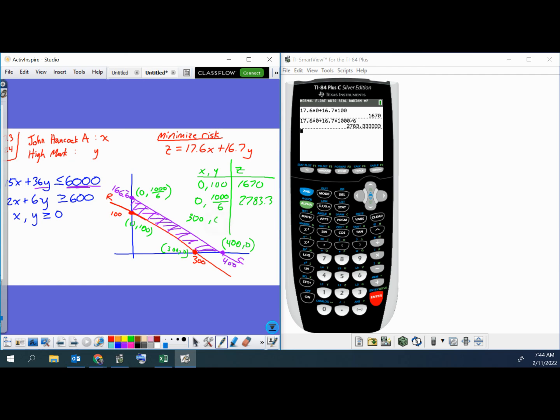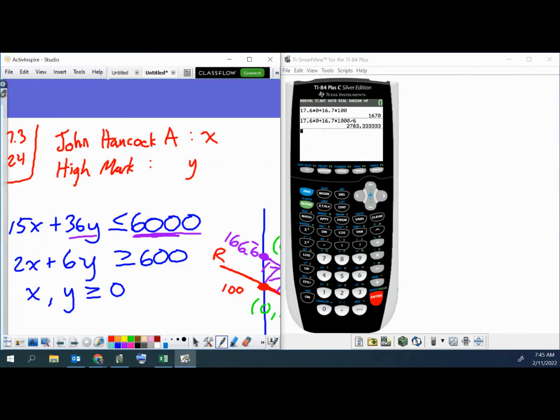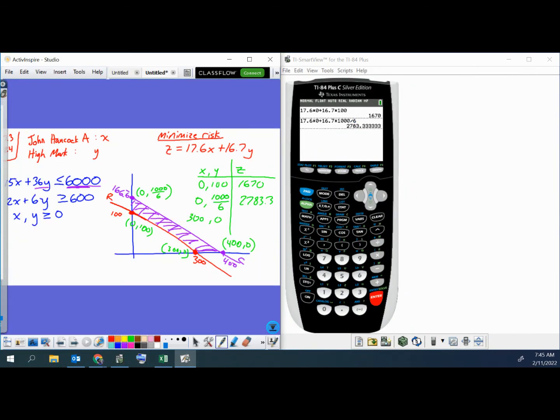300, 0 and 400, 0. So I guess we really didn't need to have the code with everything in there, because they all have 0 for one variable. So it's going to be just 300 times the 17.6. And then 400 for the other one, 400 times the 17.6. And those should give us our other two values. So we got 5280 and 7040. And so those are definitely a lot more risk.